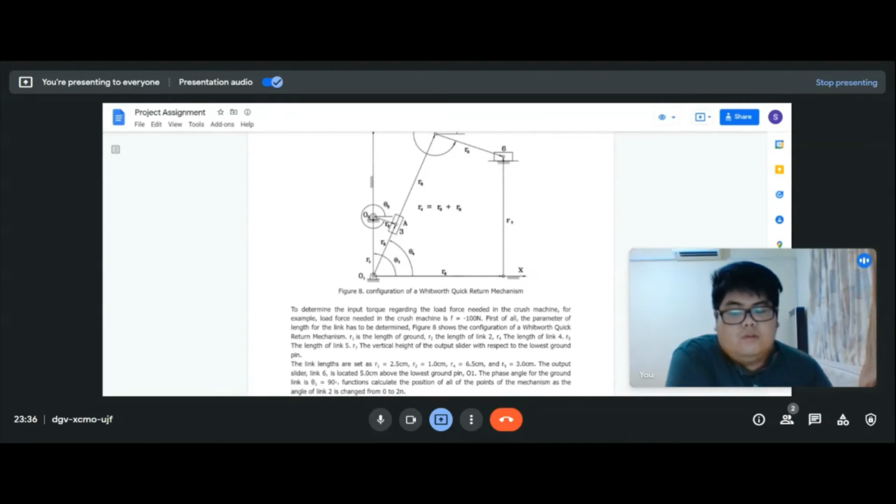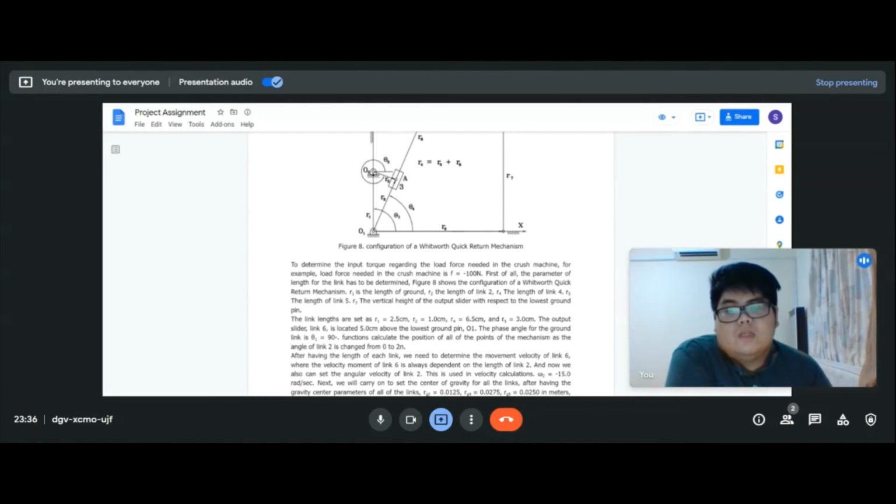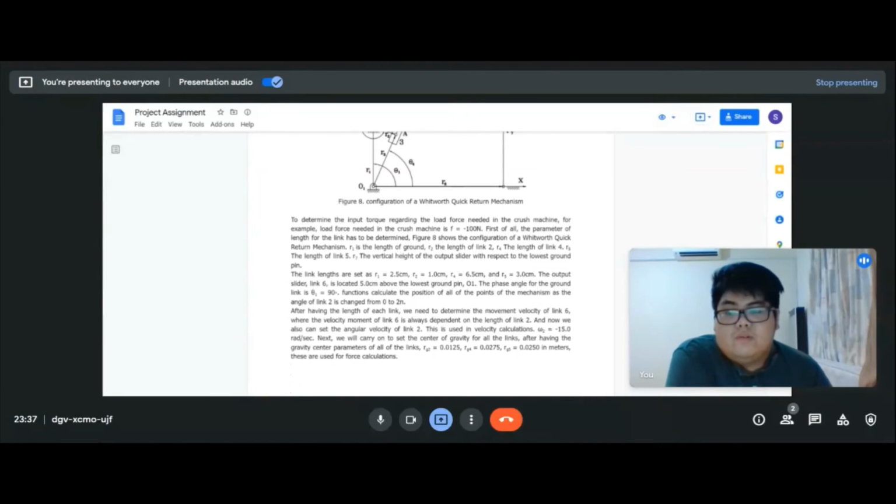So from the equation that we have discussed in the kinetic analysis, the acceleration, the velocity analysis, first of all, we have to set a few parameters. The first one is the length of the link. So we have set the length for each of the links. So for example, we have set R1 equal to 2.5, R2 equal to 1 cm.